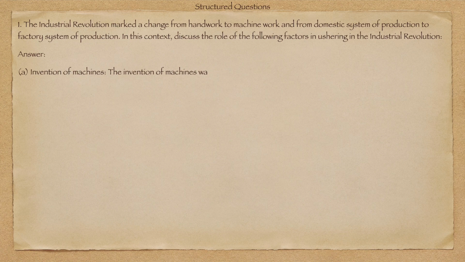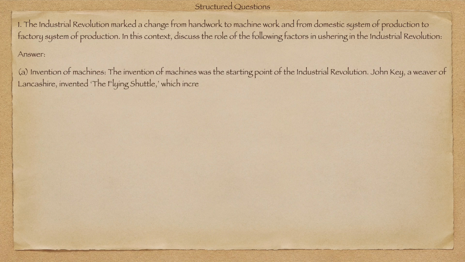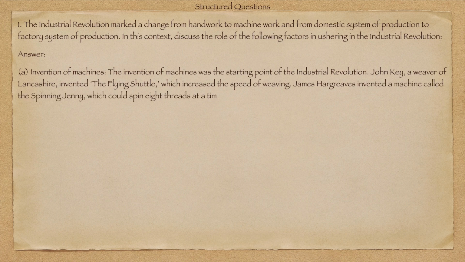The invention of machines was the starting point of the Industrial Revolution. John Kay, a weaver of Lancashire, invented the flying shuttle, which increased the speed of weaving. James Hargreaves invented a machine called the spinning jenny, which could spin 8 threads at a time instead of 1 thread of the old-fashioned spinning wheel.